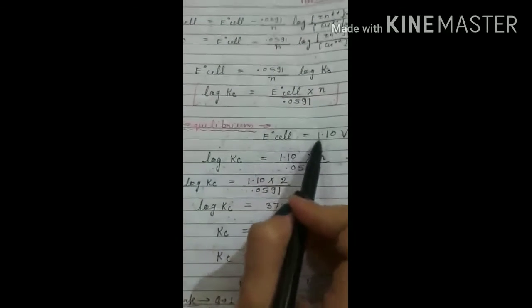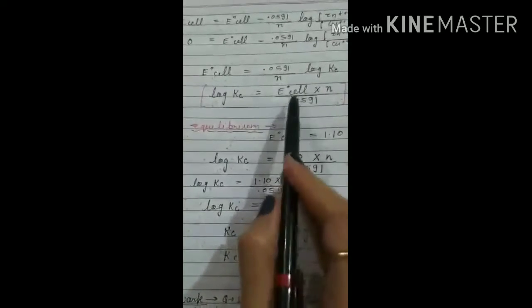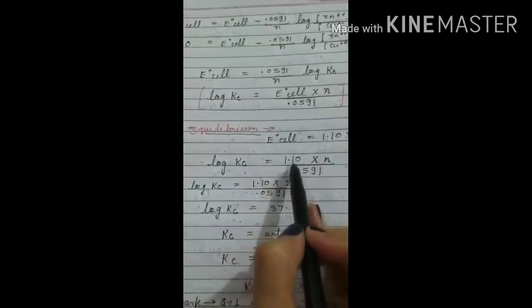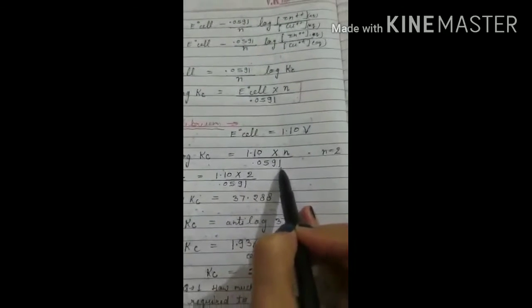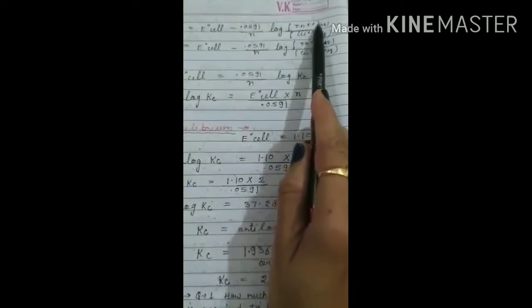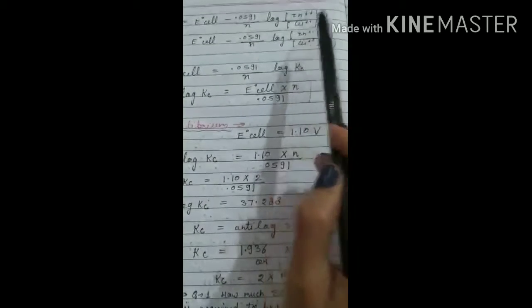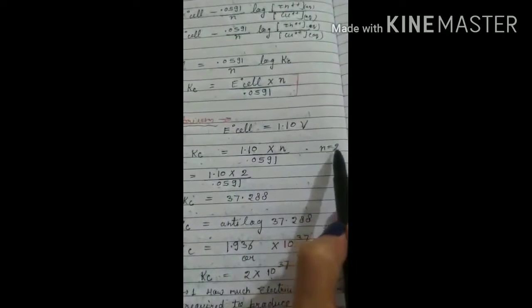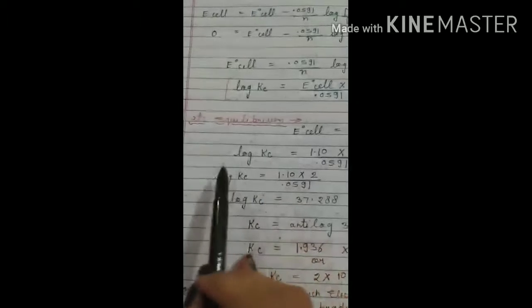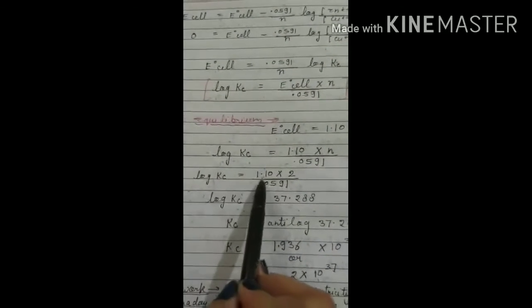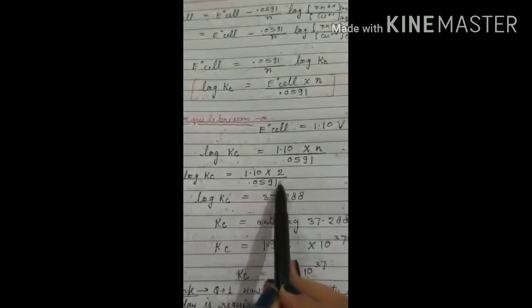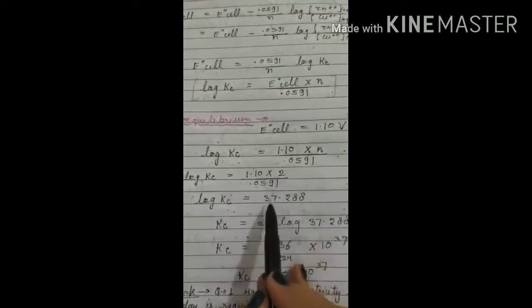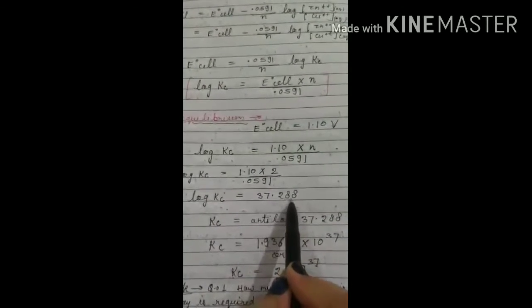So if we put this value in this equation, in place of E naught cell we will put 1.10 into n upon 0.0591. In this equation, two electrons are produced, which means the value of n will be 2. So here log Kc is equal to 1.10 into 2 upon 0.0591. If we solve this whole term, we will get the number 37.288.